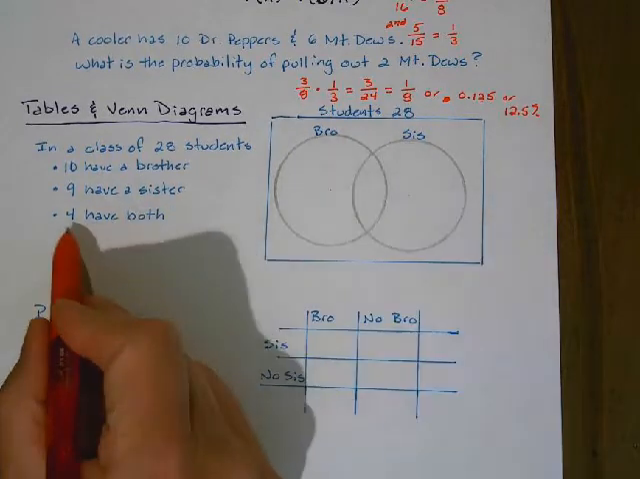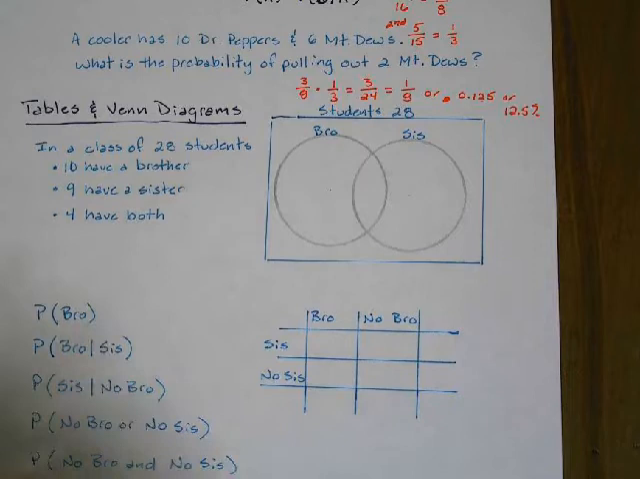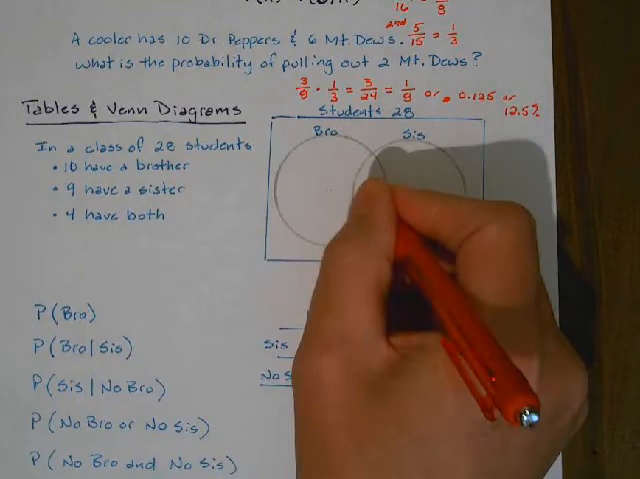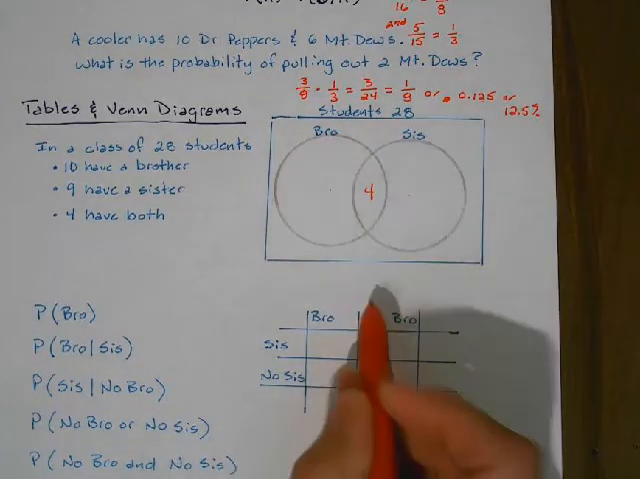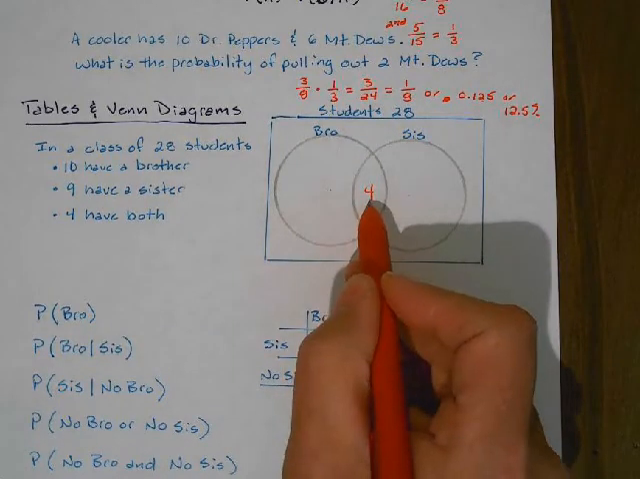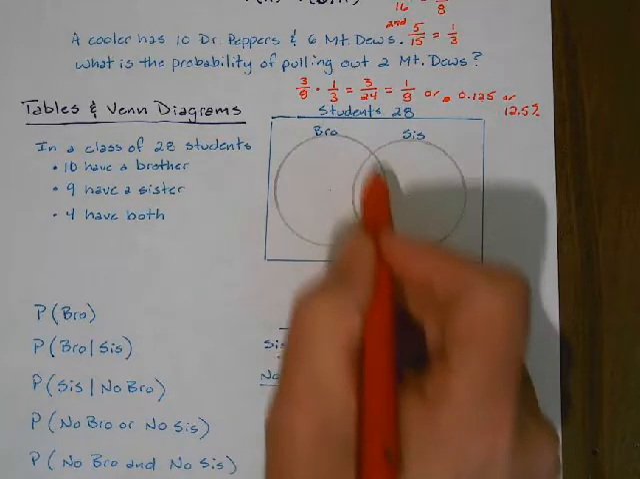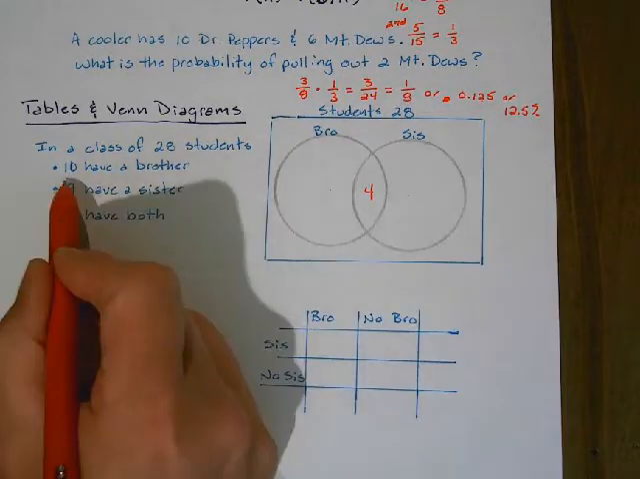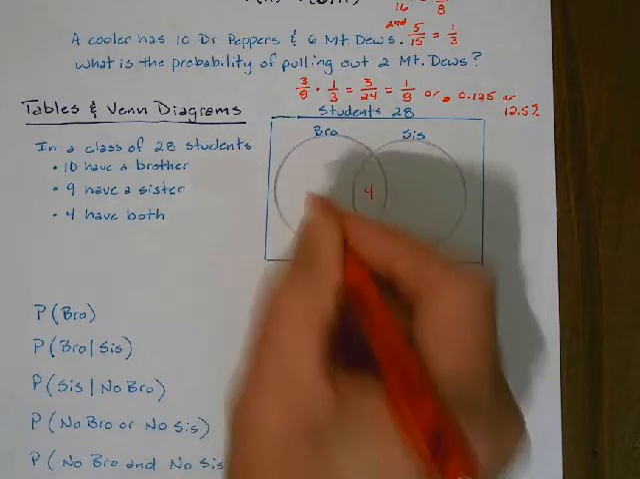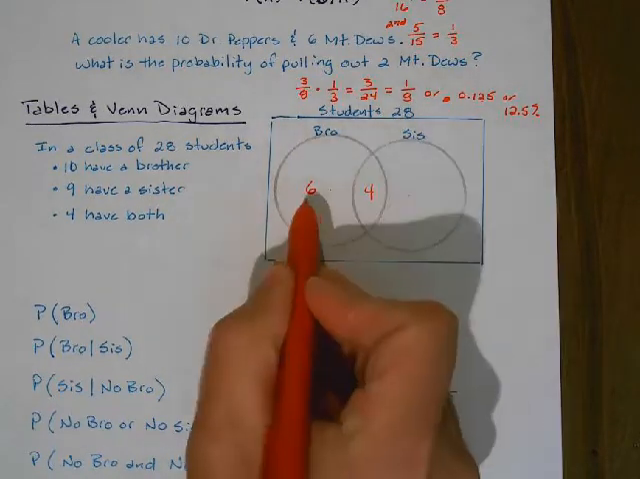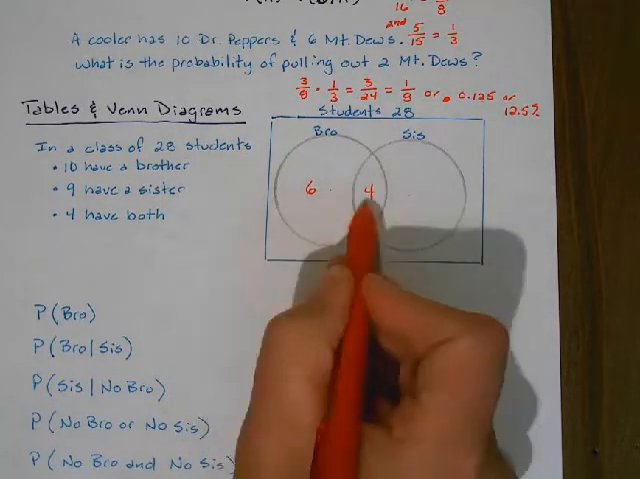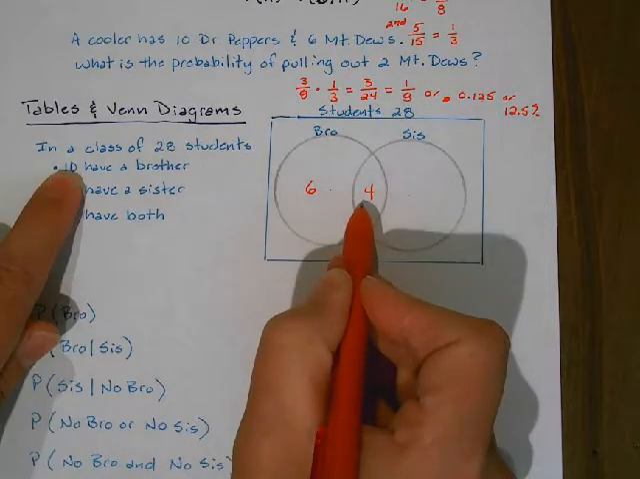Well, the first thing we have to do is do the both section. So I know that I've got 4 that have both. So in a Venn diagram, this section would be the brothers and the sisters together. So 4 of them have brothers and sisters. So this circle represents brothers. Now I said that there were 10 brothers. I don't put 10 here because I'm already counting 4 of them. So this means that there are 6 that only have a brother, and then there's 4 that have a brother and a sister. So that's your total of 10 having a brother.